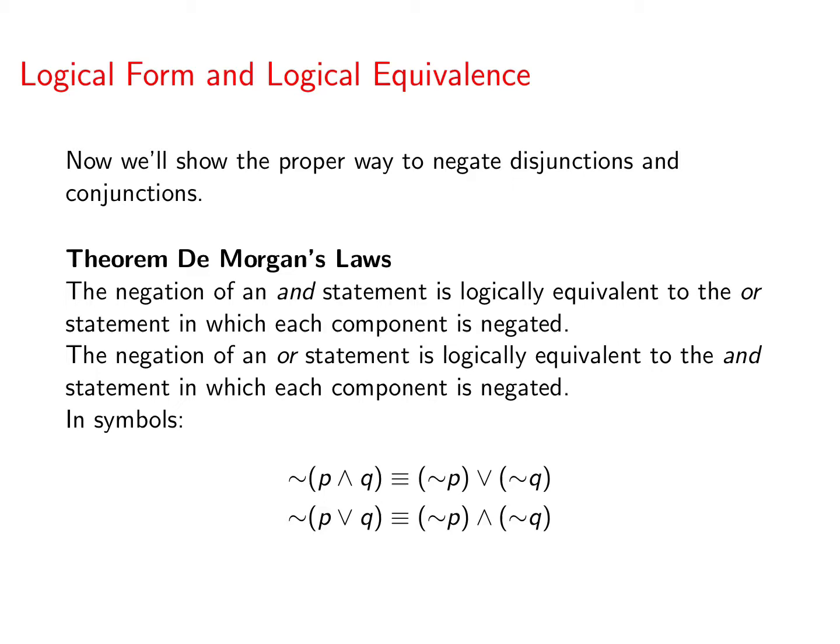Each component is negated. We can write this in symbols. It looks something like this. The negation of P and Q is not P or not Q. Notice when you negate an AND statement, you get an OR statement, and vice versa. Now we're not going to prove these right now, but you might take a moment to try to write out truth tables to prove that these are logically equivalent.